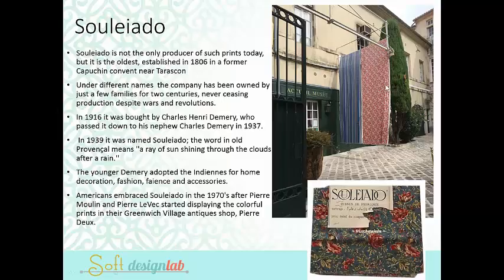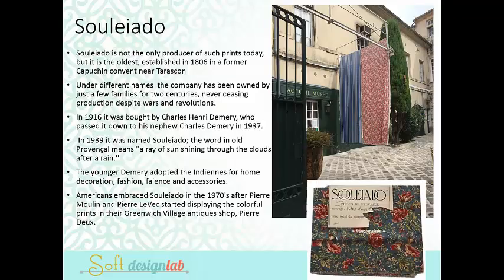This is actually their building here in Tarascon. It was started in 1960, or it was started actually a couple of centuries before, but in 1916, Charles Demery bought it and then passed it down to his nephew. And then in the 30s, he took on the name Soleado, which means a ray of sunshine, very Provençal, if you will. They started adapting the Indiennes for home decoration.